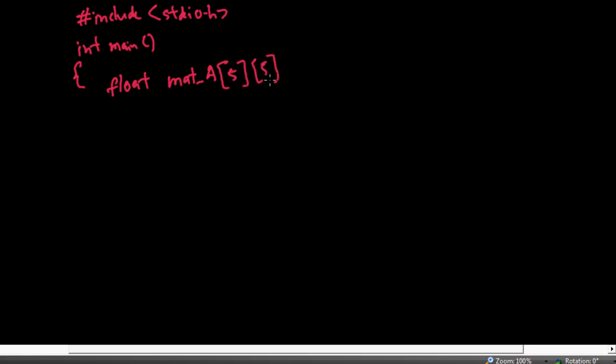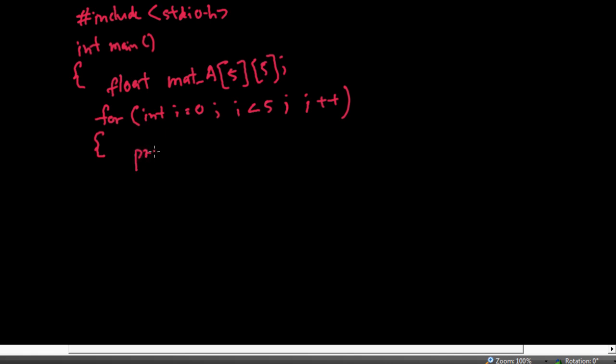#include <stdio.h>, int main. Now let's first create the matrix. We use matA as a 5 by 5 matrix. Okay, now next we use a for loop. For int i = 0; i < 5; i++. Now we're going to use a nested loop.